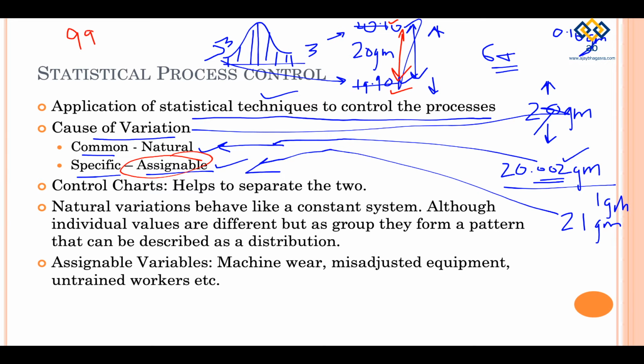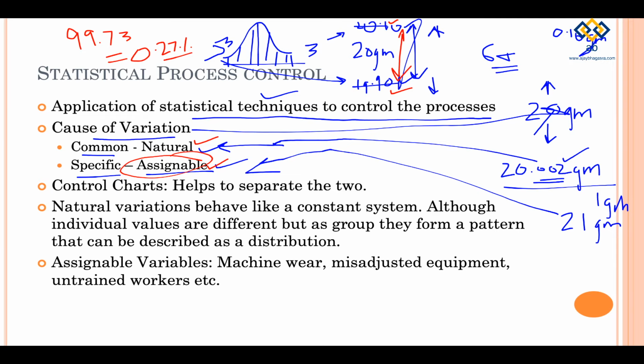It still has errors, but the error value is small. Because you are talking of 99.73% accuracy in Six Sigma, how much error are you allowing? You are allowing 0.27%, right? This much error is actually allowed. So 4 packets might have a weight which is beyond 20.10 and less than 19.90. Otherwise, all the packets would have weights between these two limits. Anything beyond this limit is called assignable variation. Anything within this is called natural variation, right?